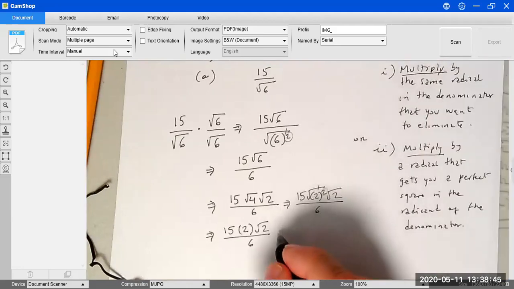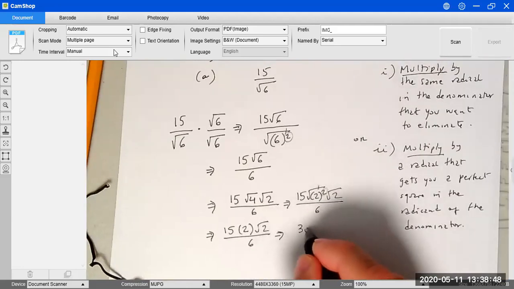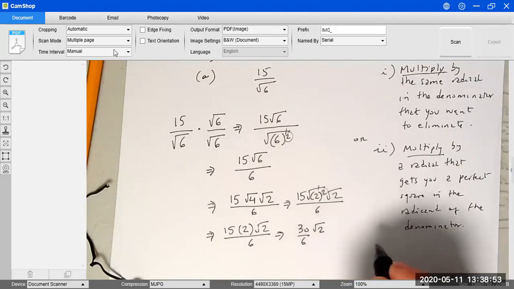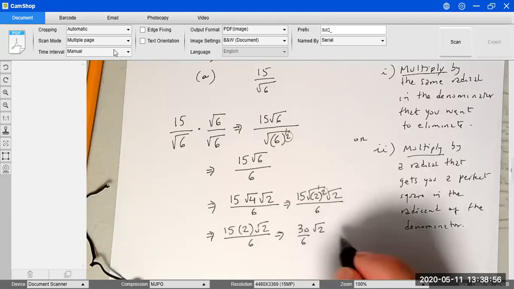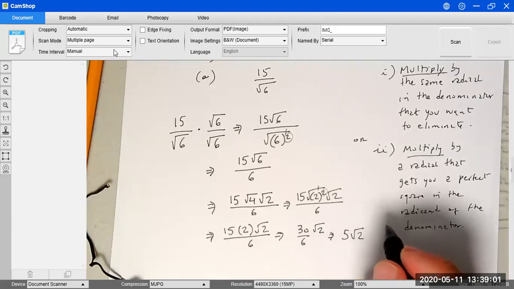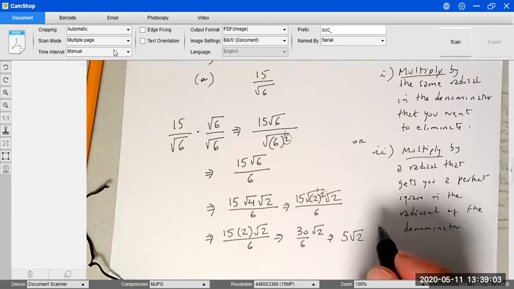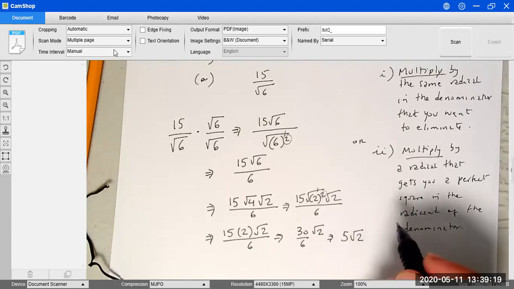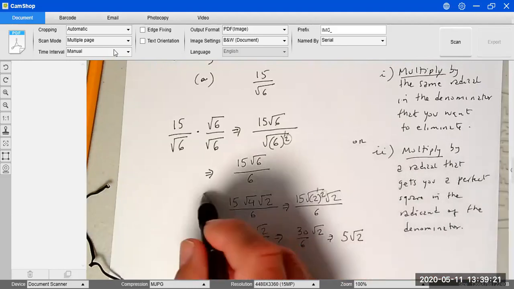So you have 30 divided by 6 and multiplying the square root of 2. 30 divided by 6 is just 5 times square root of 2. So that should be the answer. Let's check, because maybe I made a mistake. So let's see. So we got... I know where my mistake is. So this part is not correct.